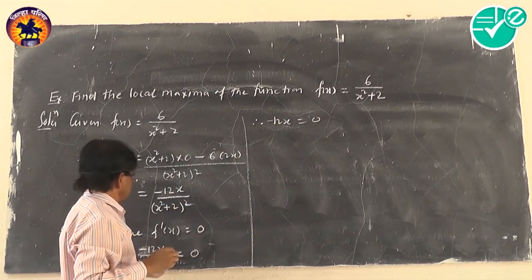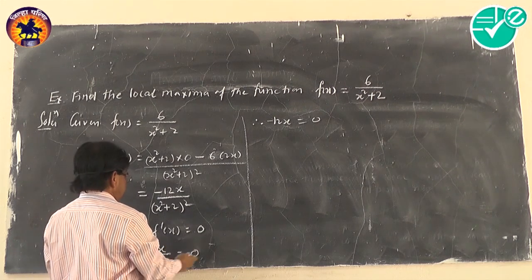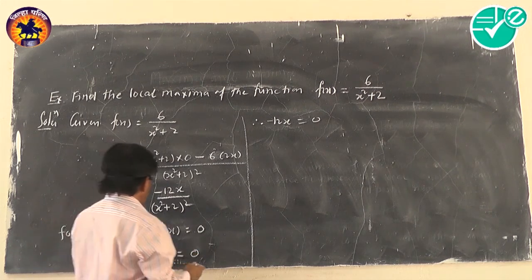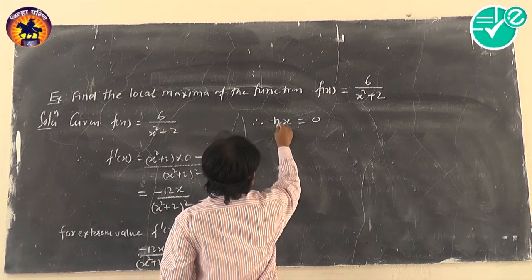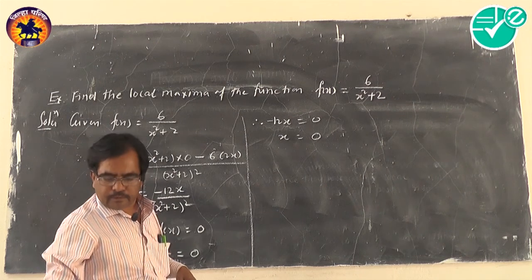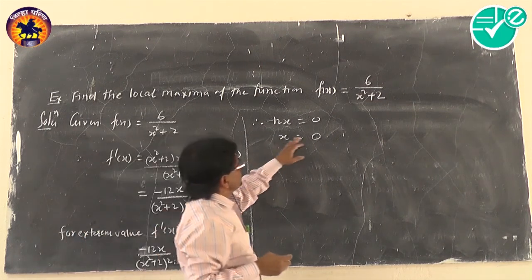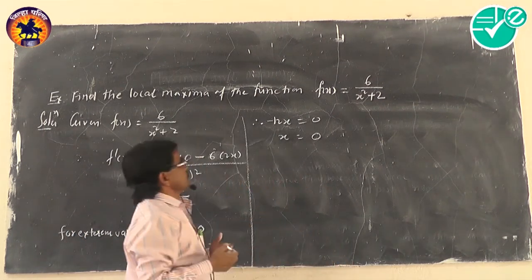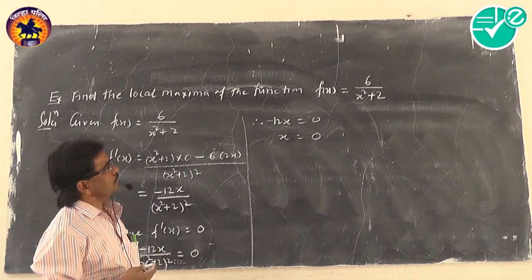Shift this to the right side, it becomes 0. Therefore minus 12x is equal to 0. Therefore x is equal to 0. Now at the point x is equal to 0, the aim is to study whether the function is maximum or minimum.